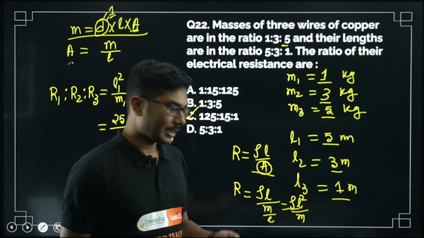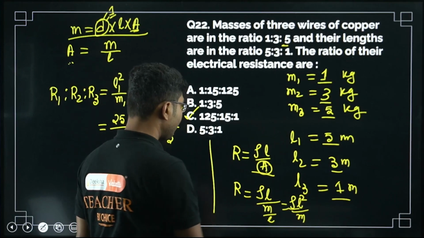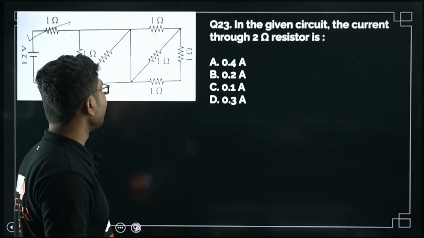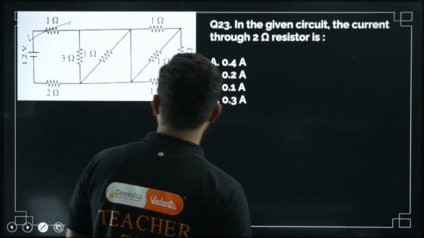Okay, there is no negative marking for KCET. That is a good thing. But you will still not be able to solve it properly. Now, next question 23. In the given circuit, the current through the 2 ohm resistor.